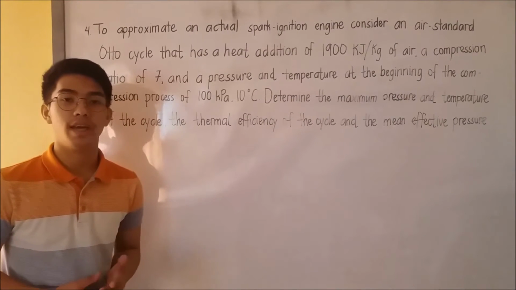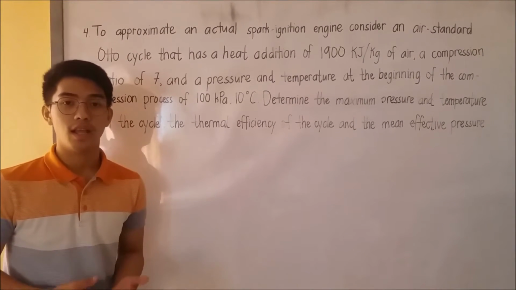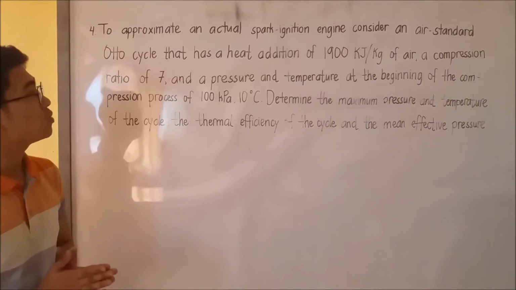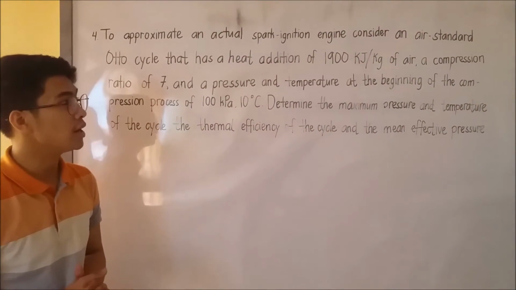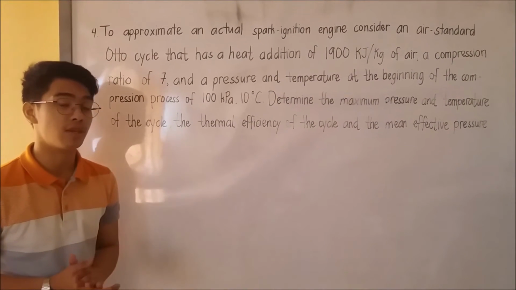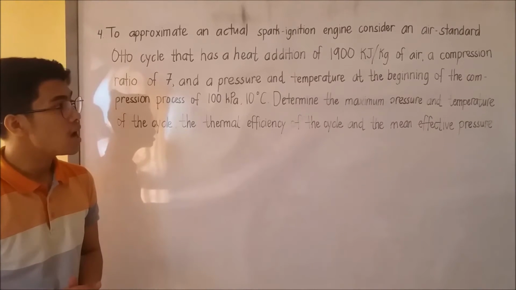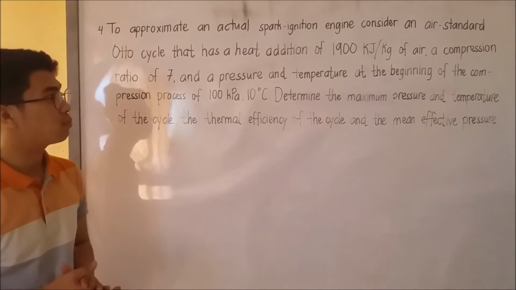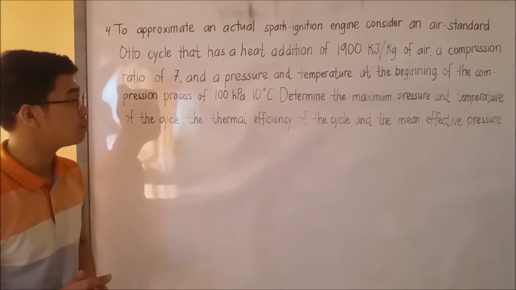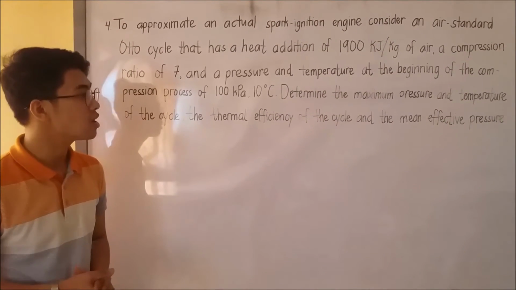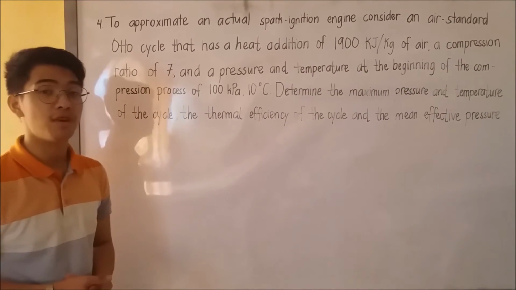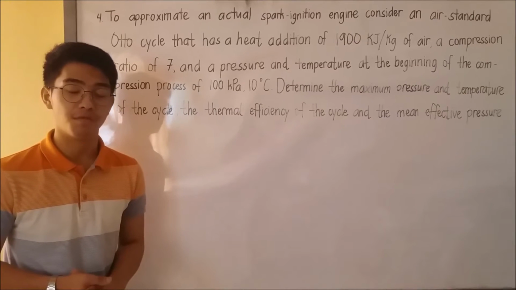Regarding a spark ignition engine operating on an Otto cycle, let's have this problem. It states: for an approximate model of an actual spark ignition engine, consider an air standard Otto cycle that has a heat addition of 1,900 kJ per kilogram of air, a compression ratio of 7, and a pressure and temperature at the beginning of the compression process of 100 kilopascals and 10 degrees Celsius. Determine the maximum pressure and temperature of the cycle, the thermal efficiency of the cycle, and the mean effective pressure.